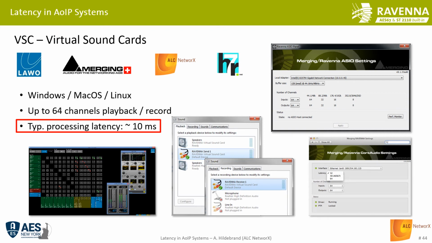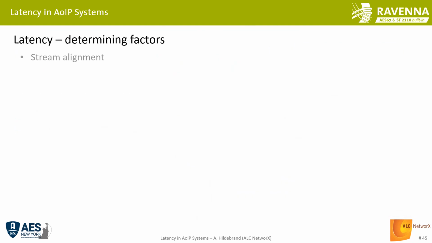So, and then finally, there's one factor which is a very important one and a very useful one, on the other hand. Well, all the others are not so useful. This one is a very useful factor. It's the stream alignment, right?